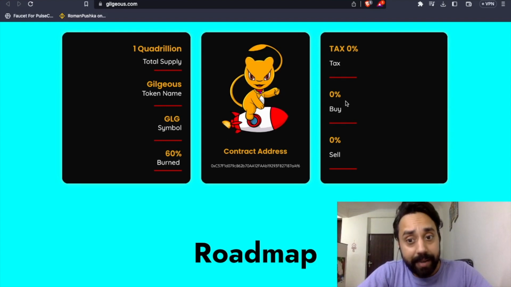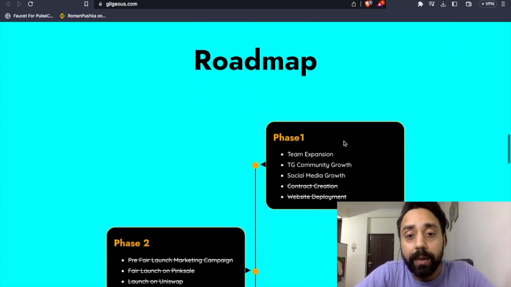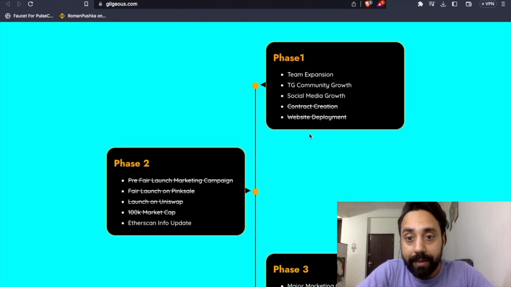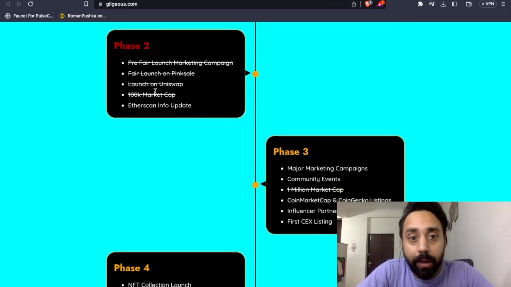So this is 0% tax, 0% buy, 0% sell. So this is amazing. This is like any other meme token. They aren't going phase by phase, but they are going task by task. So you can see contract creation, website development, fair launch on Pink Sale. These are all done. Launch on Uniswap. So it is live on Uniswap.